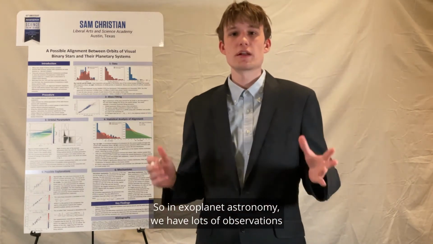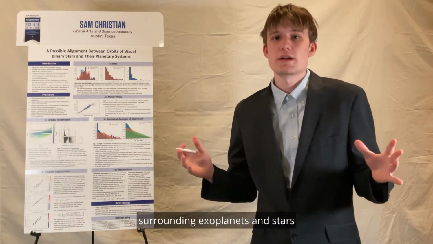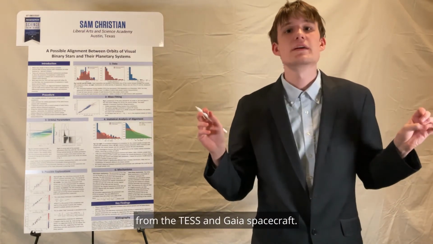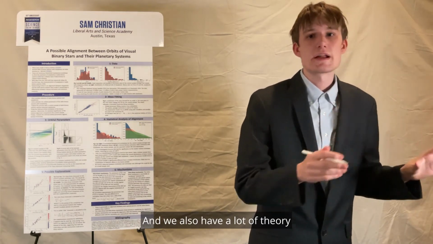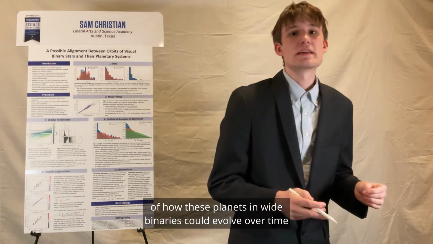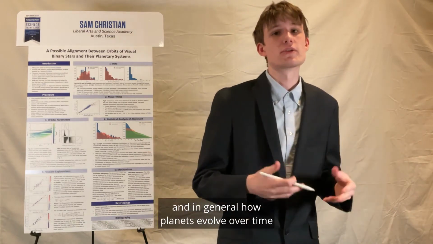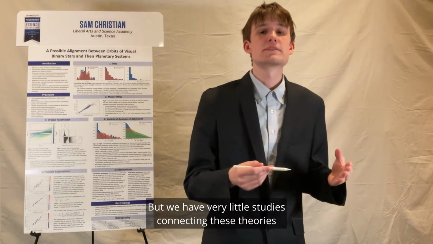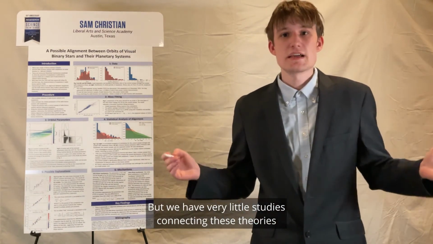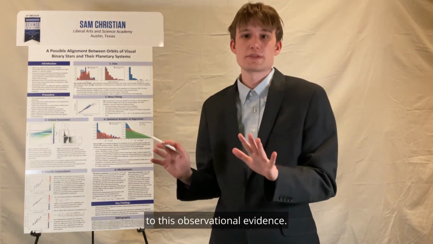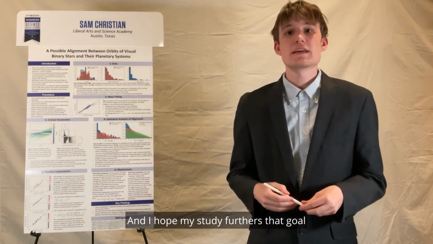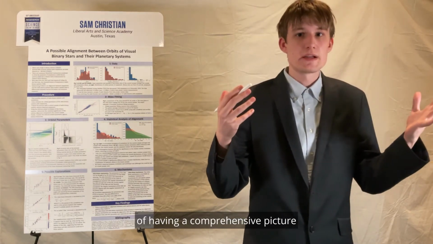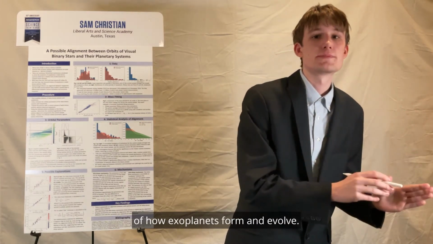So in exoplanet astronomy, we have lots of observations surrounding exoplanets and stars from the TESS and Gaia spacecraft, and we also have a lot of theory of how these planets in wide binaries could evolve over time, and in general how planets evolve over time and how wide binaries evolve over time. But we have very little studies connecting these theories to this observational evidence, and I hope my study furthers that goal of having a comprehensive picture of how exoplanets form and evolve.